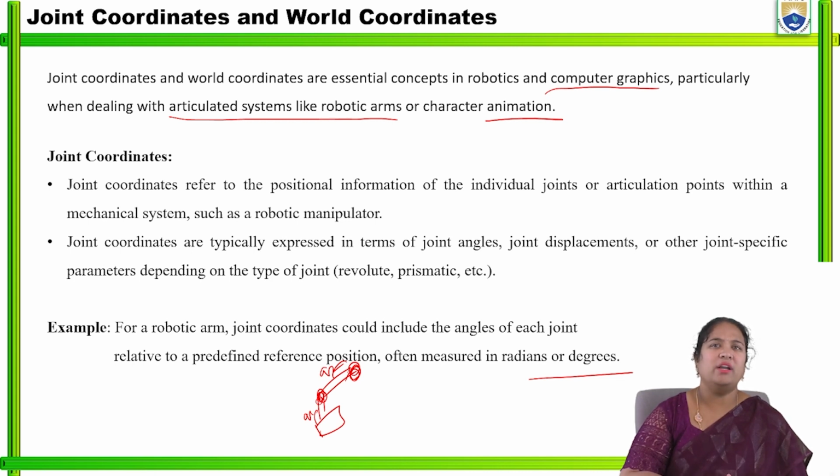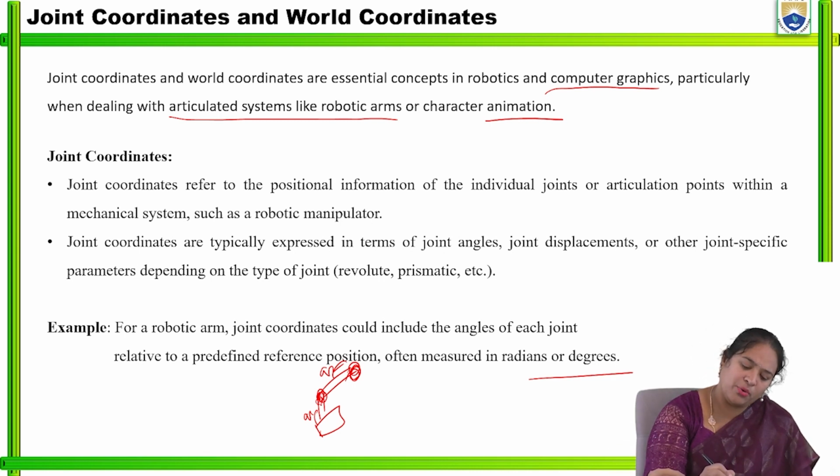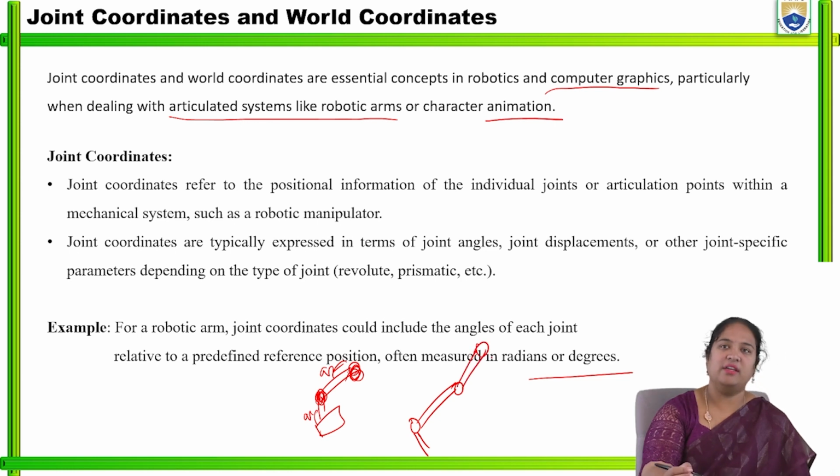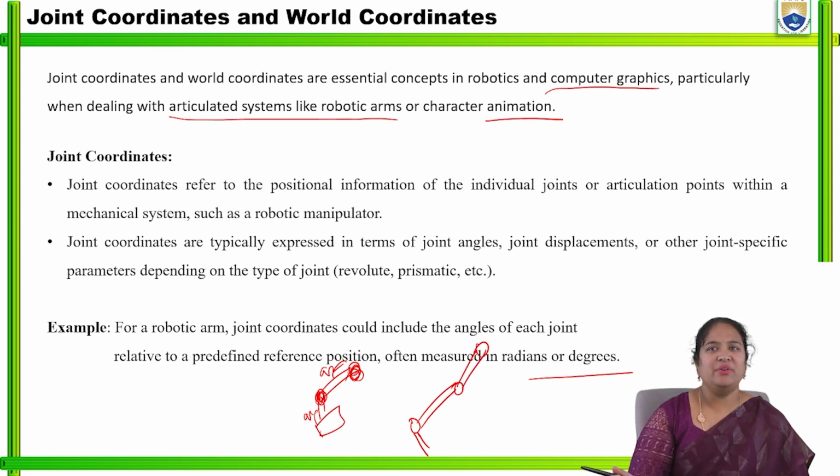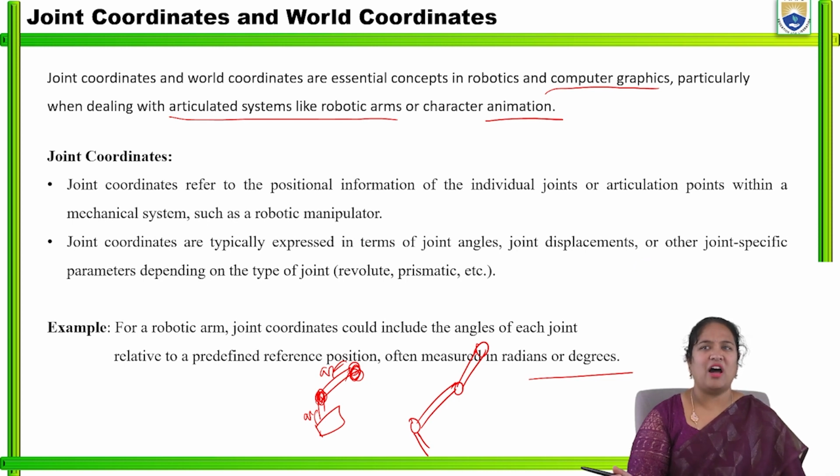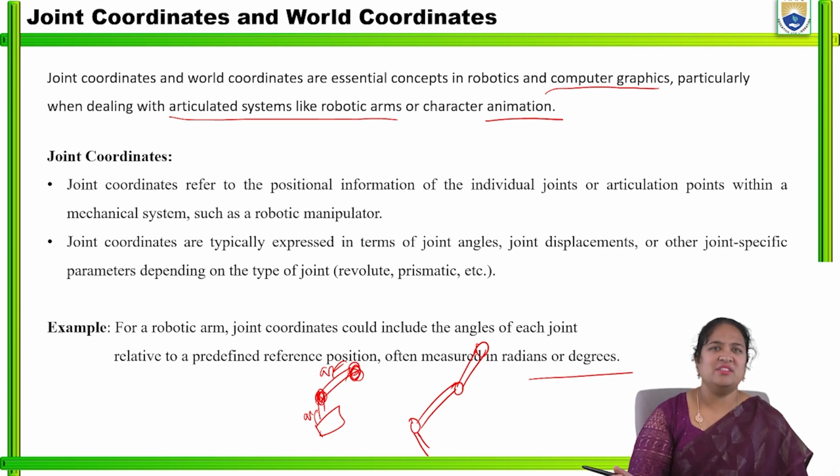That is, a joint coordinate refers to the positional information. The joint coordinates generally refer to the position information of the individual joints, or the position from one joint to the other. It refers to the position of the individual joints or any type of articulated points within the mechanical systems, such as a robot manipulator. That is known as the joint coordinate system.